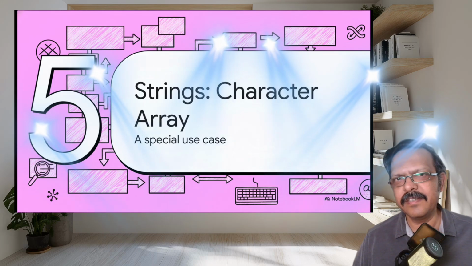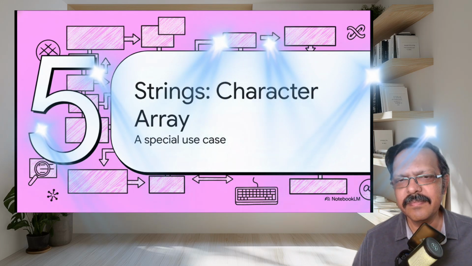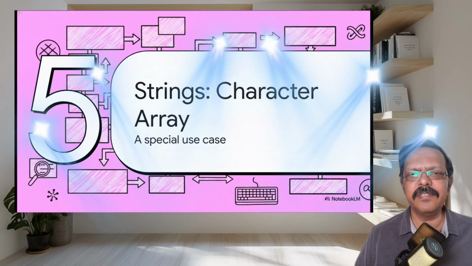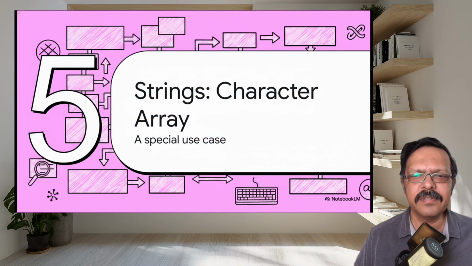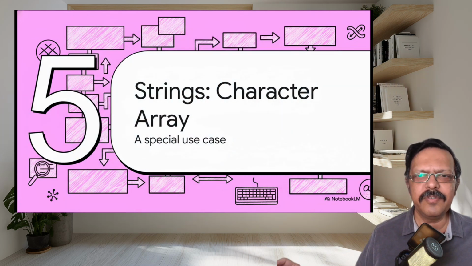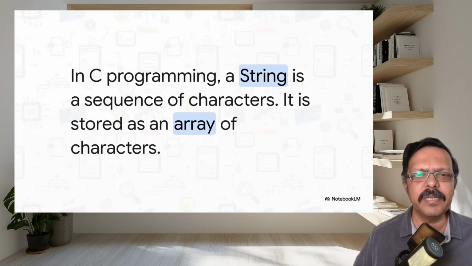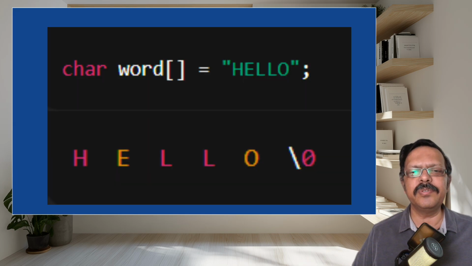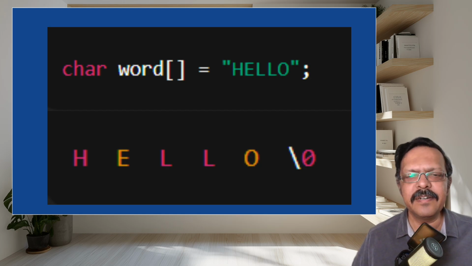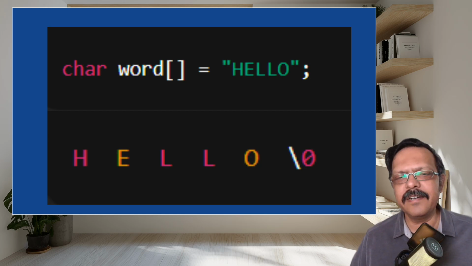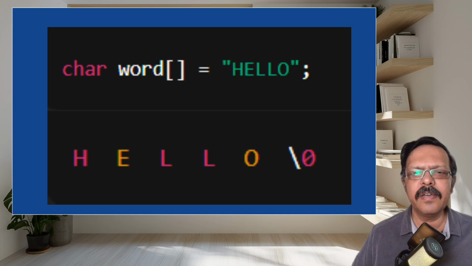Strings are actually arrays in disguise. Think of that for a moment. A string in C is just an array of characters. There is no such thing as a string in C. You have a character, and if you have a sequence of characters all stored in different locations in a linear array, that becomes a string. So in this example that you see on the screen, the character array word holds the text hello.